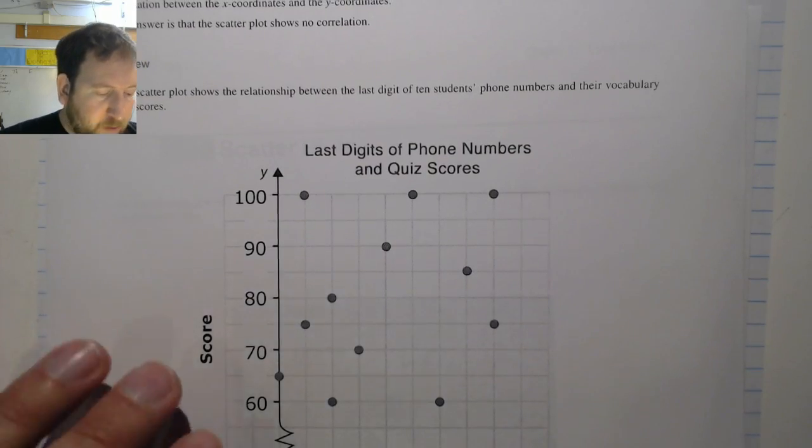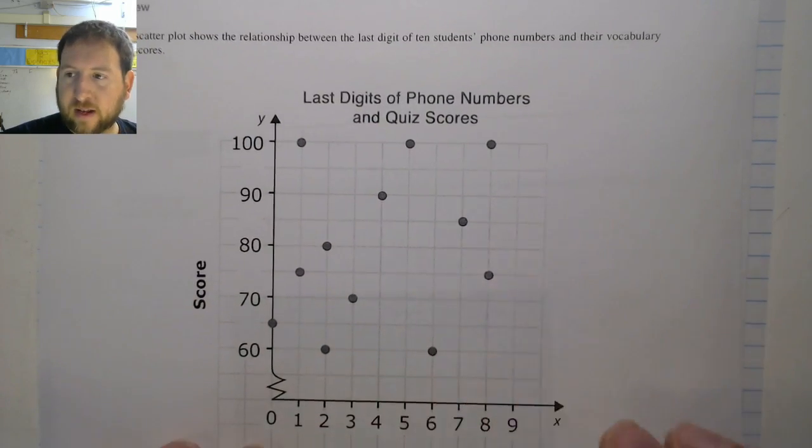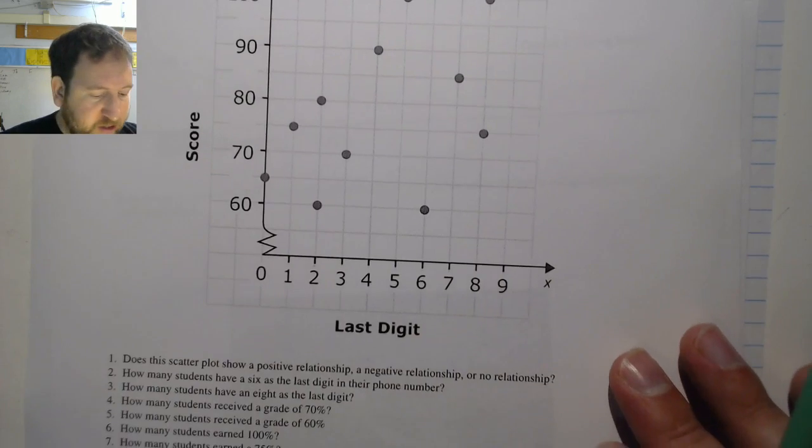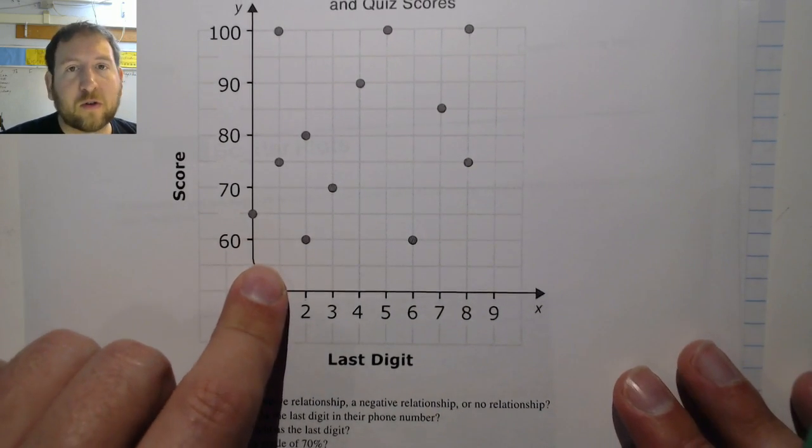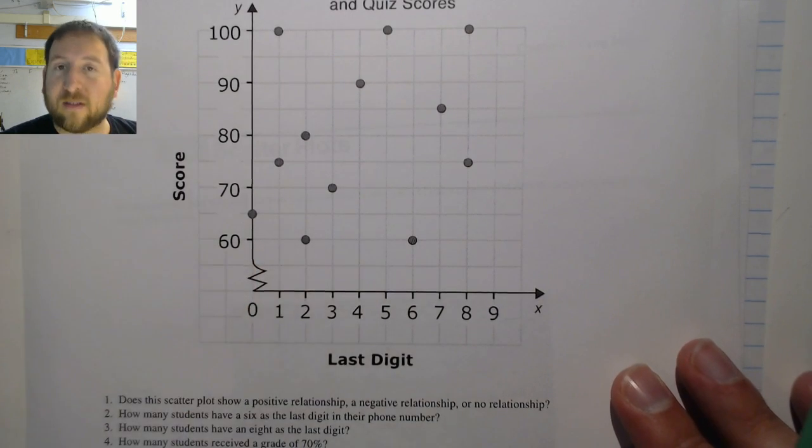Okay, so for your homework, you're going to have a graph that looks like this, and you're going to have some questions to answer related to it. After that, you're going to build your own graph like we did earlier, and answer some more questions about that.